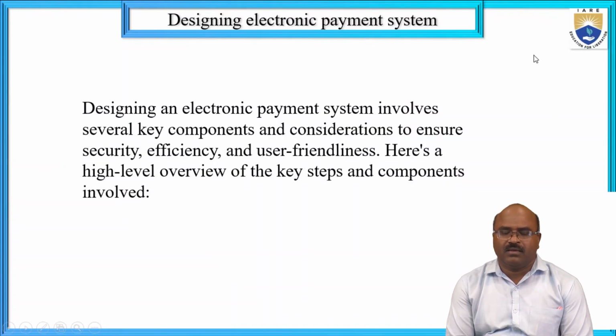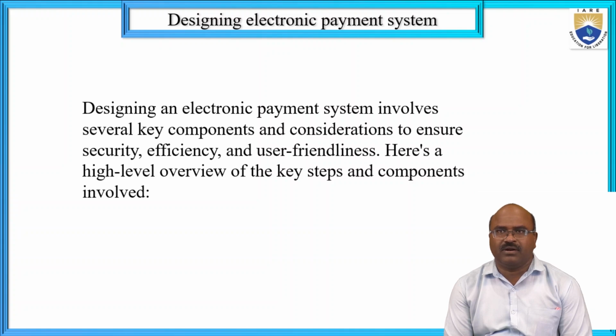Here, designing electronic payment systems involves several key components and considerations to ensure security, efficiency, and user friendliness. So, that is also one of the important things. There are so many components. The key components and considerations are ensuring security, which is one of the important components, and efficiency and user friendliness. These three things are the most important in designing an electronic payment system.